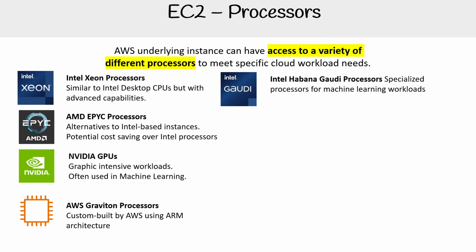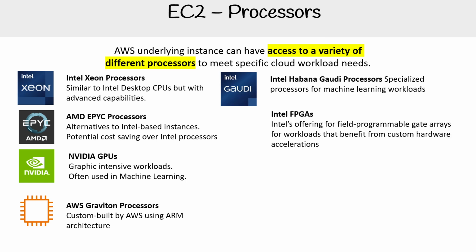Then you have Intel Habana Gaudi processors. So Intel acquired Habana, which made this very specialized processor for machine learning called Gaudi. There's a bunch of versions of them, just like Graviton has version 1, 2, and 3. Gaudi is, I think, on version 4 or something now. And it is a very powerful processor for machine learning.